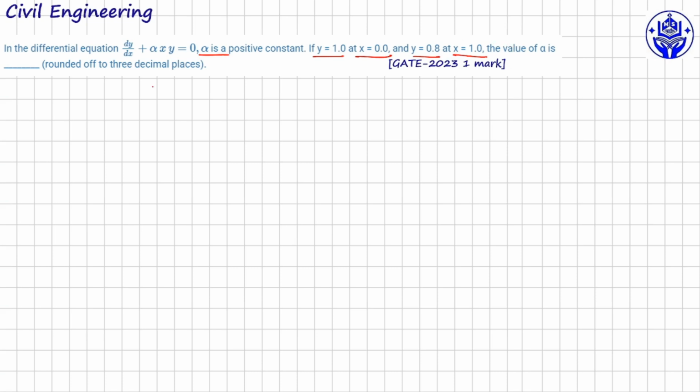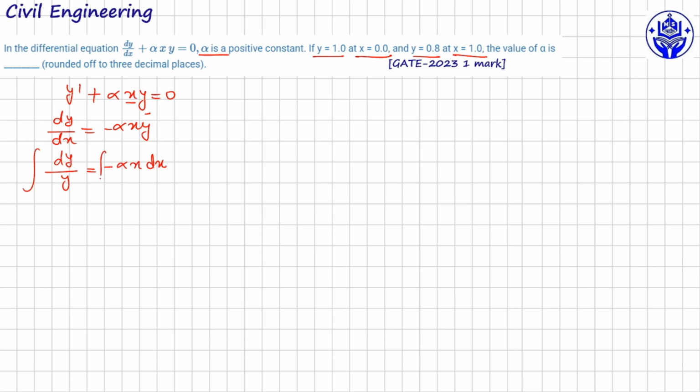y dash plus alpha x y is equal to 0. From here, what can I do? I can separate because these are both in multiplication. So it is nothing but dy by dx is equal to minus alpha x y. I can write dy upon y is equal to minus alpha x dx.